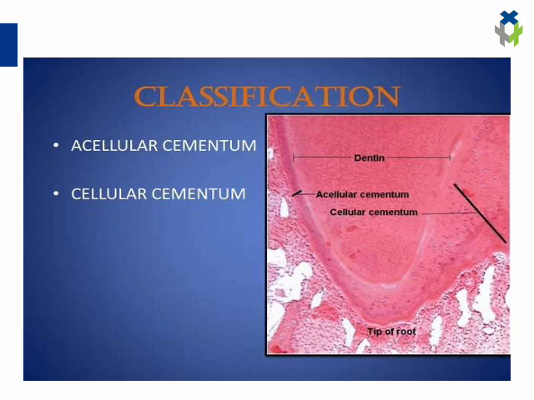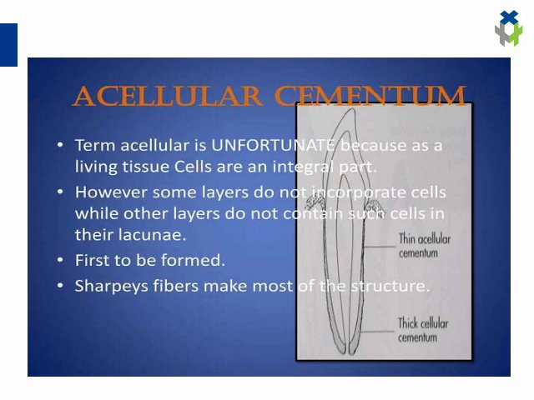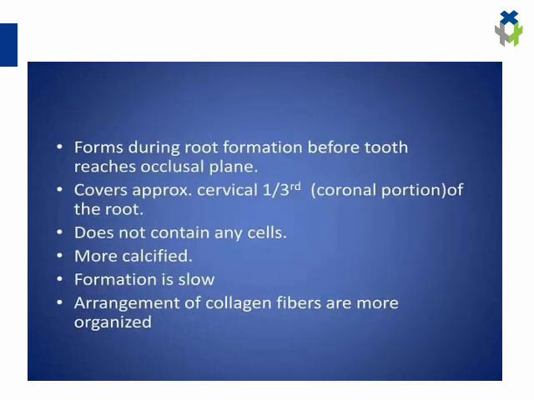One is acellular cementum, the second is cellular cementum. Acellular cementum is a misnomer because, as a living tissue, cells are an integral part. However, some layers do not incorporate cells, while other layers do not contain such cells in their lacunae. Acellular is the first cementum to be formed. Sharpey's fibers make up most of the structure.